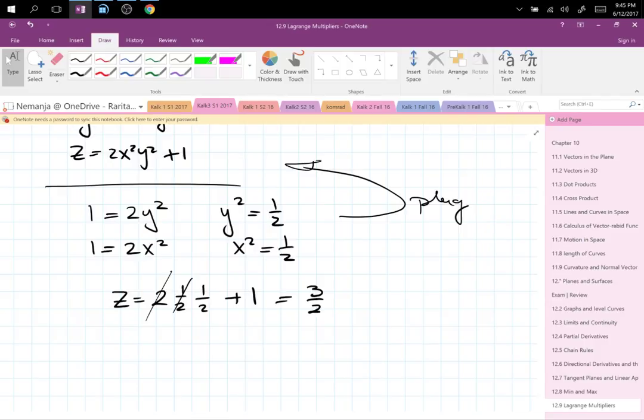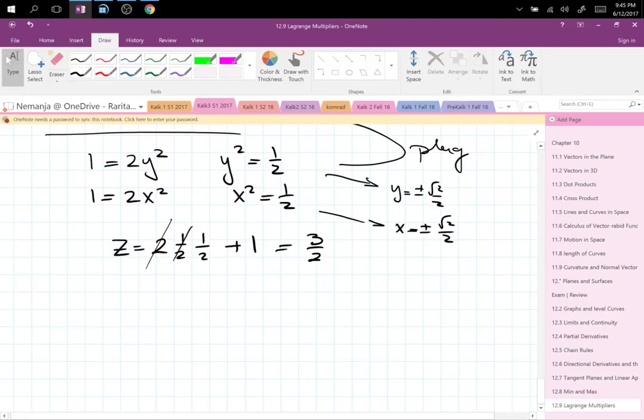So what are the points? So eventually this one is y equals plus minus root 2 over 2 when you rationalize, and this one is eventually x equals plus minus root 2 over 2. So 5 points.